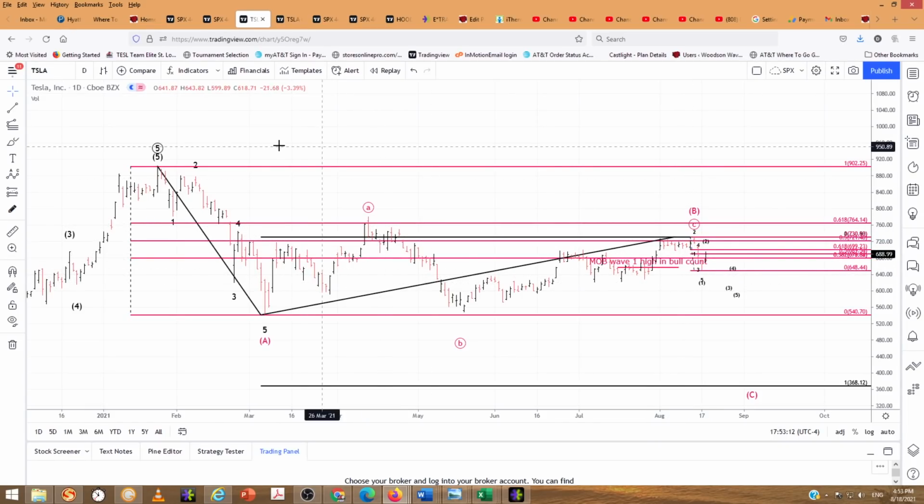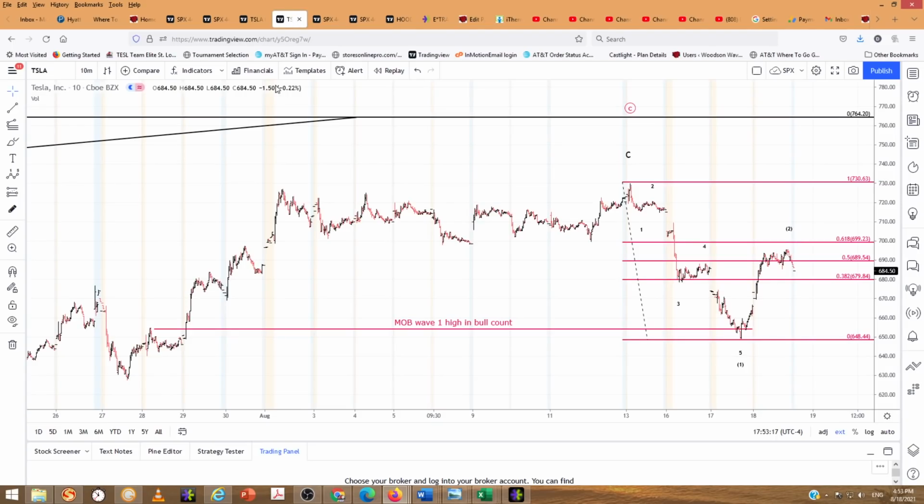It looks like we have 5 waves down on a smaller scale. This is a daily chart. Let's move to a 10-minute chart. Here's that make or break where this could have been 1, 2, 3, 4. Let me label it for you guys, but it got negated with that move down, okay?